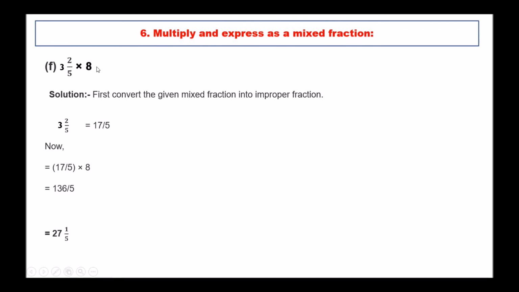3 and 2 by 5 into 8. 3 and 2 by 5 equals to 17 upon 5. So 17 upon 5 into 8. So it is 136 upon 5. If we convert again into mixed fraction, that is 27 and 1 by 5.